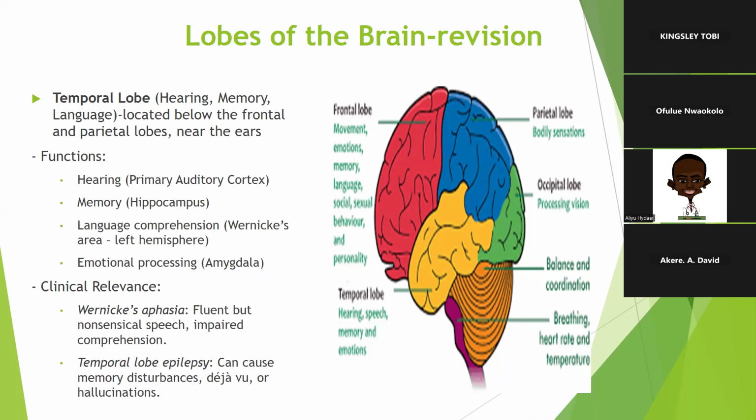So when you have Wernicke's aphasia, the patient is fluent, but is speaking nonsensical speech. The comprehension is impaired, unlike a lesion in the frontal lobe, where comprehension is intact, but the effect on the Broca's area does not allow the patient to speak fluently. But here, the patient is speaking fluently, but does not have good comprehension. More importantly, for this lobe is when we have temporal lobe epilepsy, which can lead to memory loss, deja vu, or hallucination.